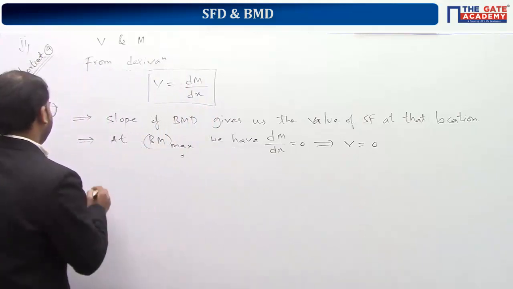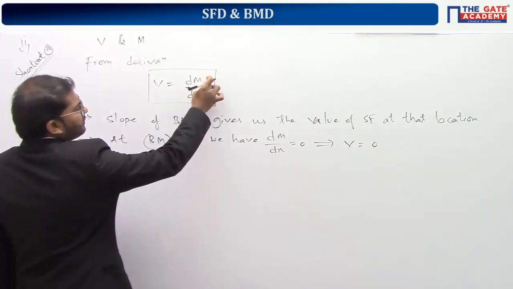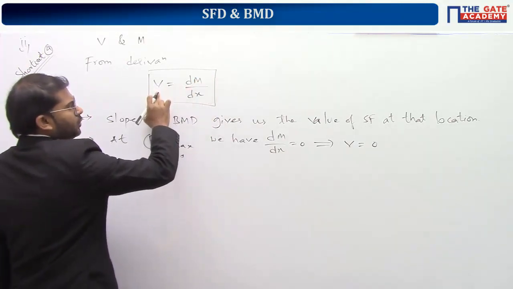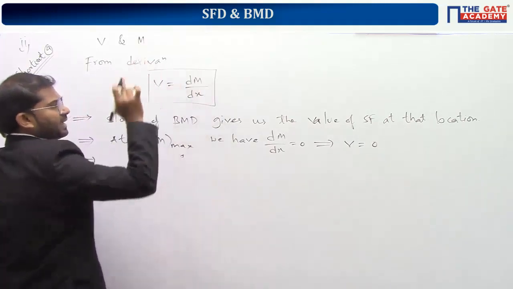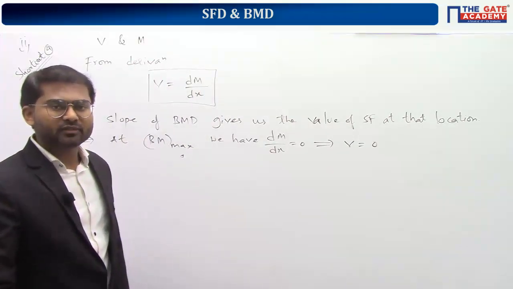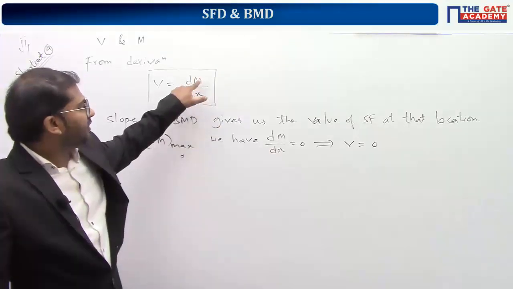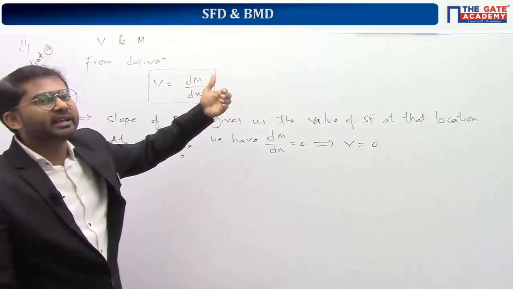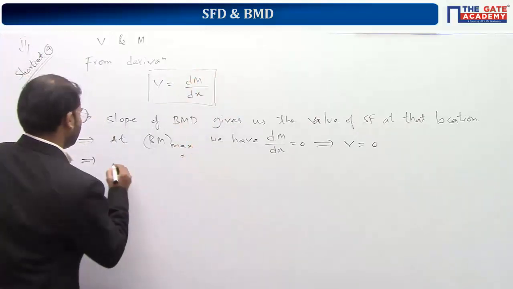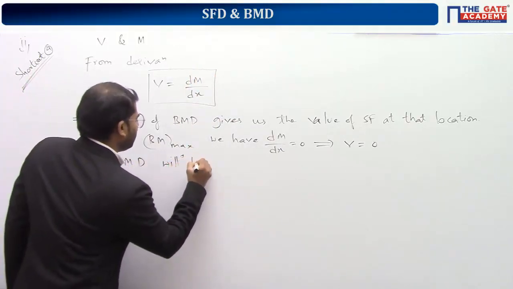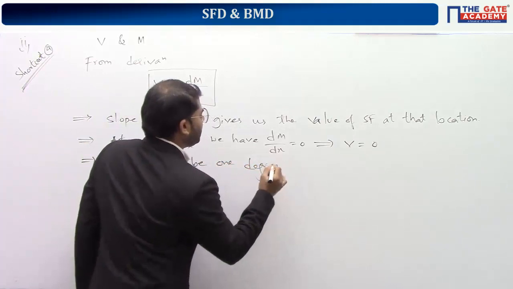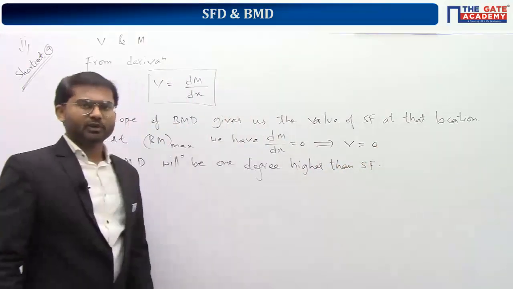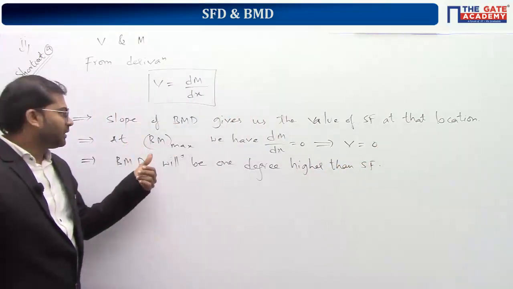Understood? And another thing: we are differentiating the bending moment diagram with respect to x to get the value of shear force. So the bending moment diagram will be 1 degree higher than the shear force diagram, because for example, if the bending moment diagram is x square, the shear force diagram will become x. So 1 degree is decreased to get the value of shear force. You can write down that the bending moment diagram will be 1 degree higher than shear force. The same way you can write these two results for the previous case as well.